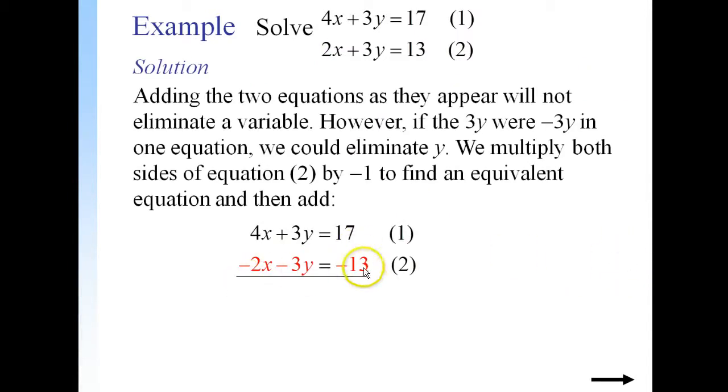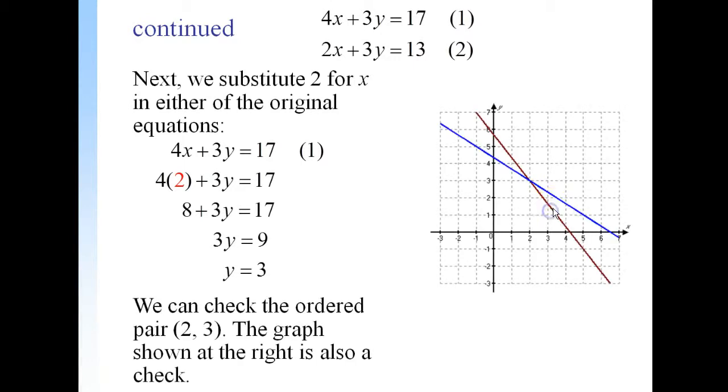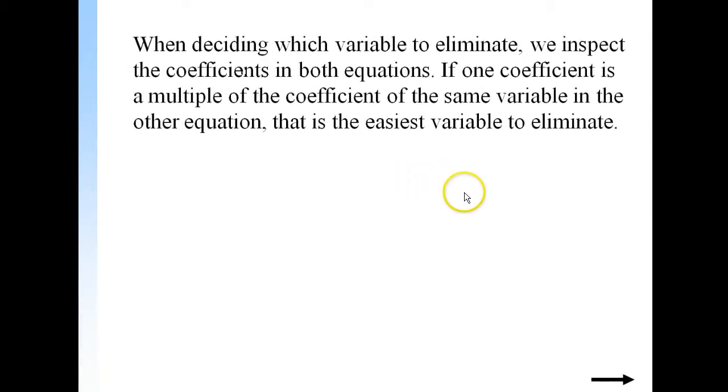And that's what they did. That's what I did. So I got my 2. And then I put that 2 in the other equation, right over there. And there's where I get my 3. So my ordered pair is 2, 3. And it checks.